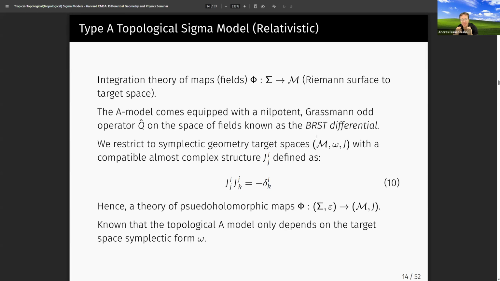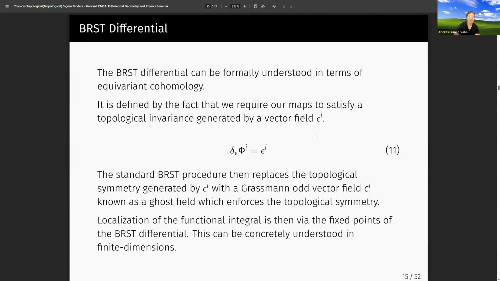So generically, when we say the type A topological sigma model, we're really thinking about a quantum field theory of pseudo-holomorphic maps. When you go through all the calculus of these functional integrals, it's known that the so-called correlation functions only depend on the target space symplectic form. How do you actually compute that from the functional integral perspective? It really depends on that BRST differential. It's important that it's nilpotent, because then we can formally understand it in terms of equivariant cohomology. In fact, this part could be made quite rigorous, but we won't get into that in this talk.